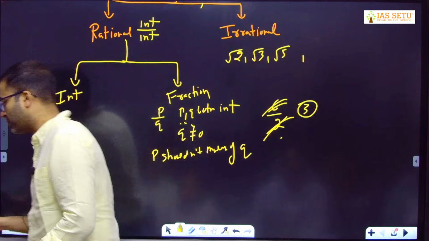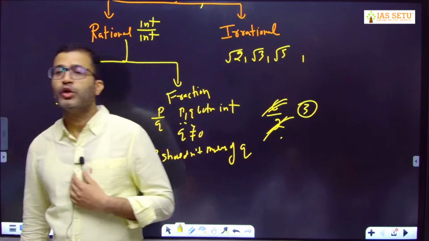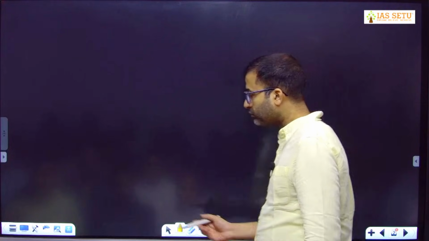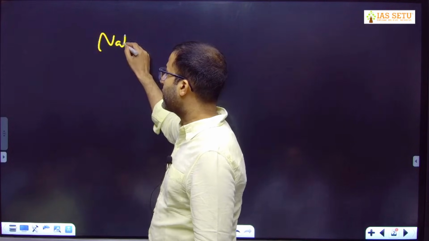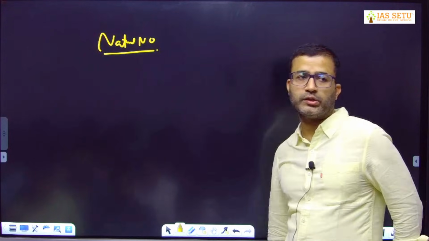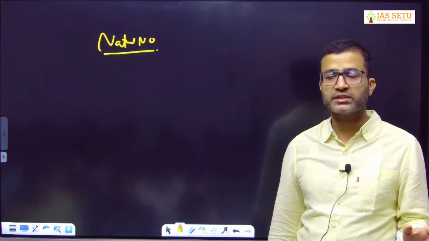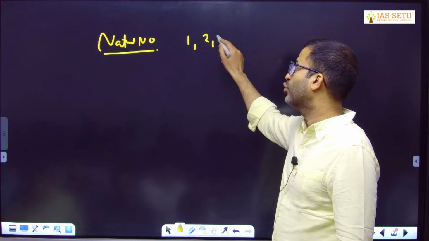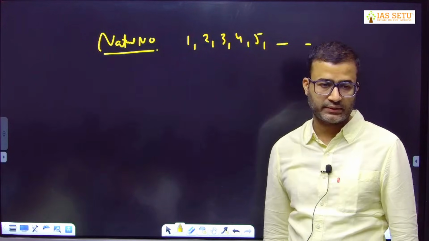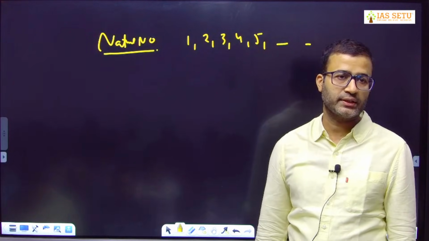Now we will go reverse. To understand this number chart, we will go reverse. We start with the natural number, the smallest unit. And all of you know what a natural number is? 1, 2, 3, 4, 5. This set is called the natural number set.